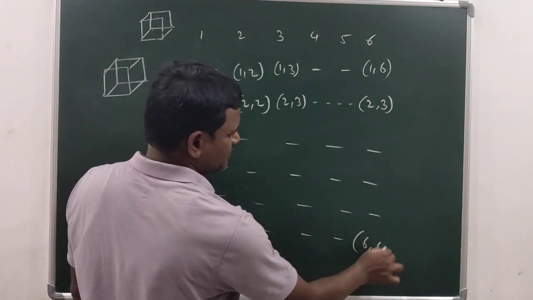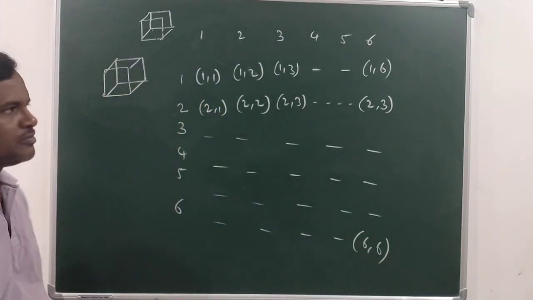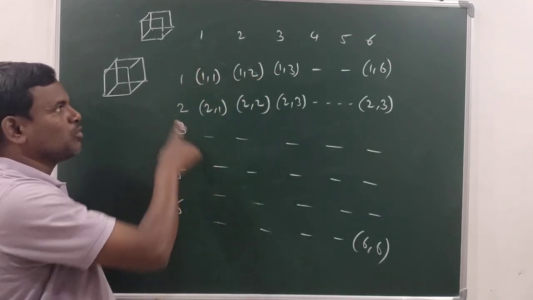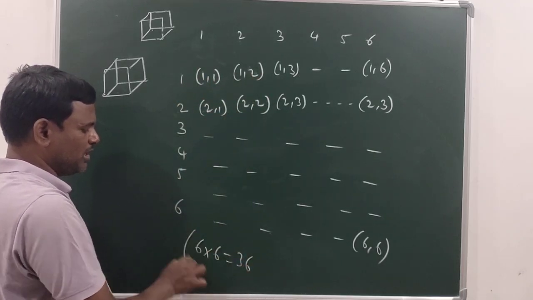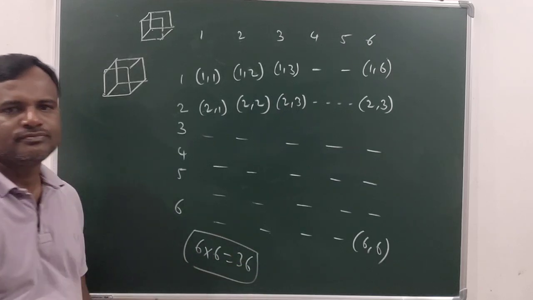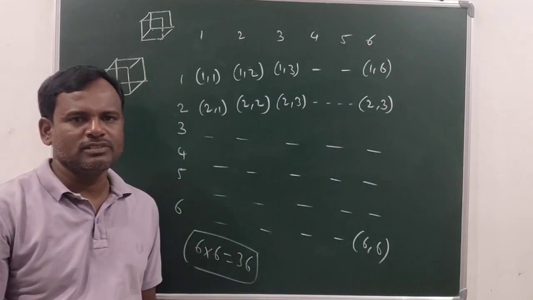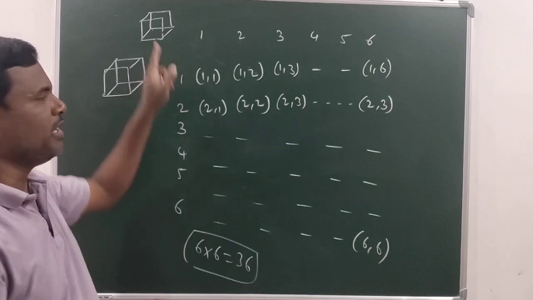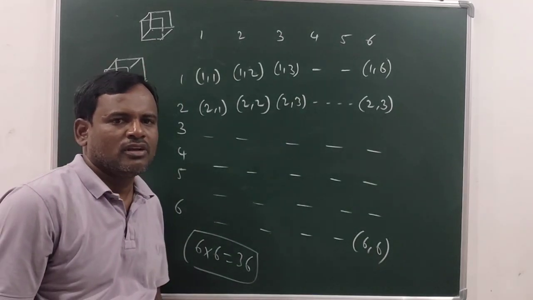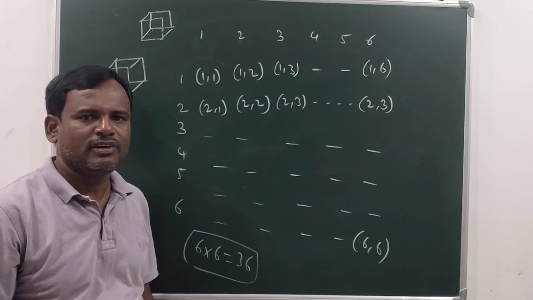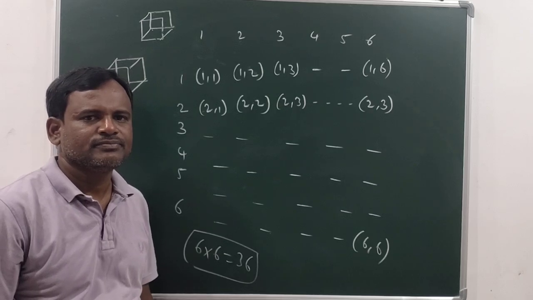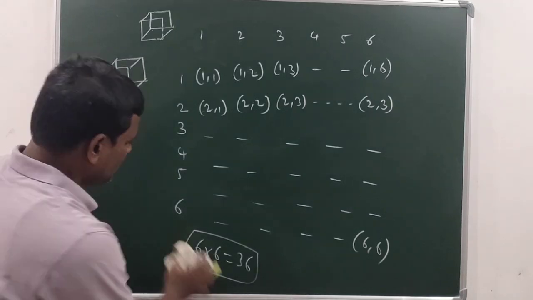6, 6, like this. Here 6. Total 6, 6 are 36 outcomes you will get. This is the sample space for 2 dice. When we go to the competitive exam, we may get n number of dice. Okay, students. See.